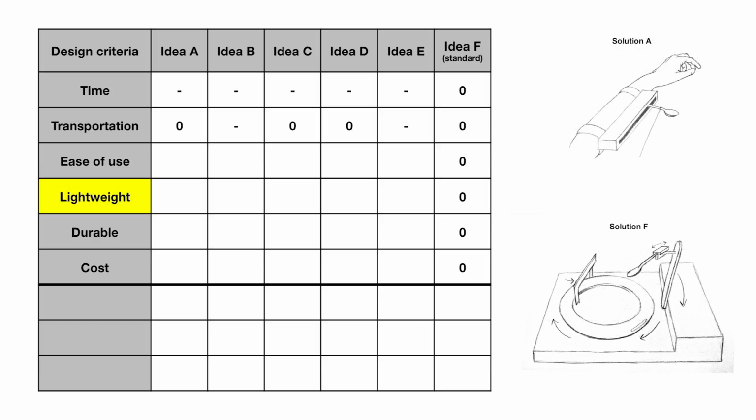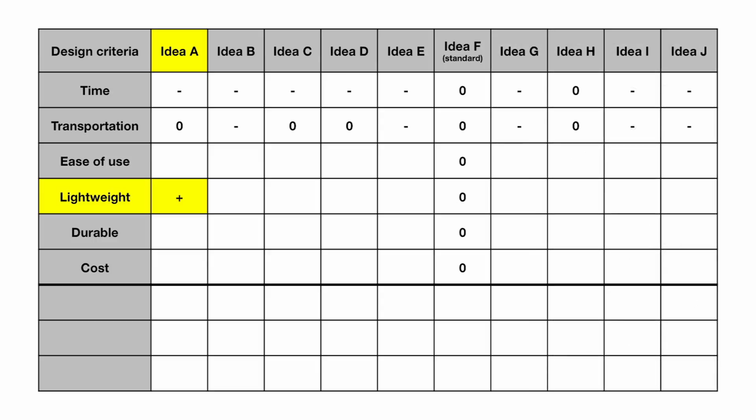If we compare solution A with solution F and ask the question, how does solution A compare with solution F in terms of weight? It's fairly easy to see that solution A should be considerably lighter than solution F, which we know to be 30 pounds. So we'll score solution A with a plus. If we look across the other devices, all of them will score as a plus because they too are more lightweight than solution F. The exception to this is solution H, which is likely to be of comparable weight.